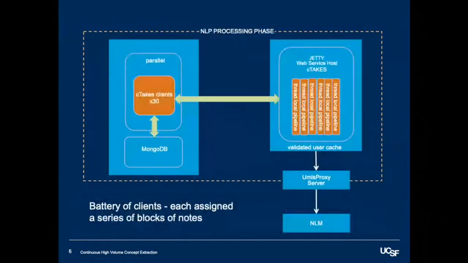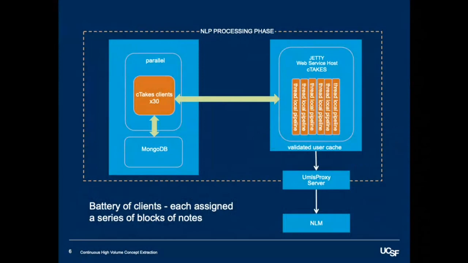So we've packaged cTAKES as a multi-pipeline web service running in a generously configured machine, but nothing like some of the Spark clusters that have been spoken of. On another machine, we have a number of very lightweight client processes, and each one repeatedly calls the cTAKES web service with a note and retrieves back the output as a JSON formatted message, which is written into the Mongo repository. We co-located the client processes on the same machine as the primary Mongo instance to maximize bandwidth.